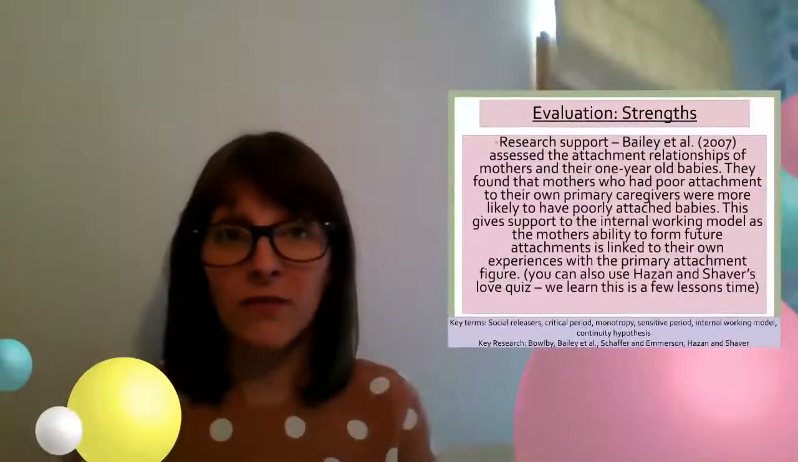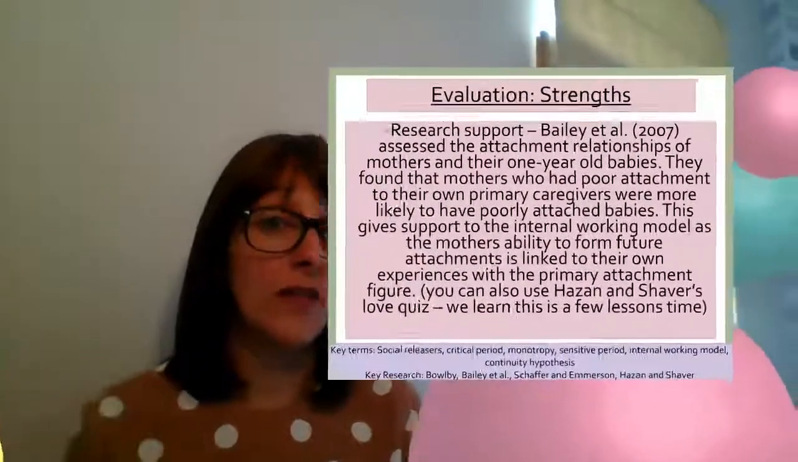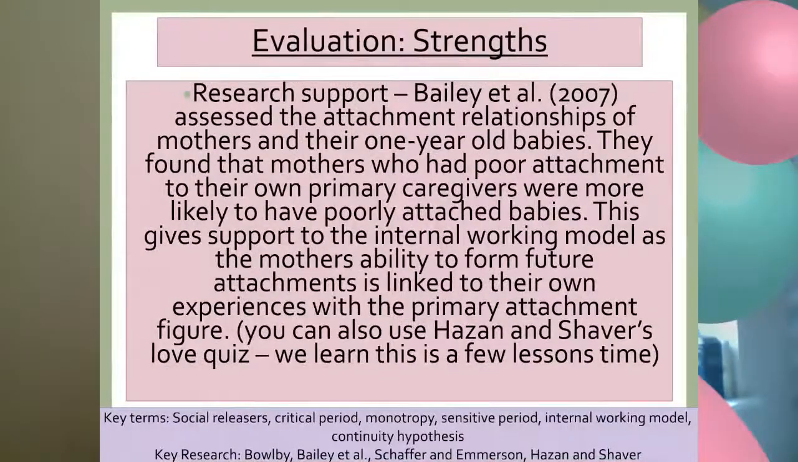Then we've got some strengths of the theory. So this is mainly based on research support. We've got Bailey et al., who looked at attachment between mothers and their 1-year-old babies, and they found that if a mother had a poor attachment to their primary caregiver, they were more likely to have poorly attached babies. They asked them questions about the attachments that they had as a child, and linked that to the attachments that they had with their babies. So that supports the internal working model.